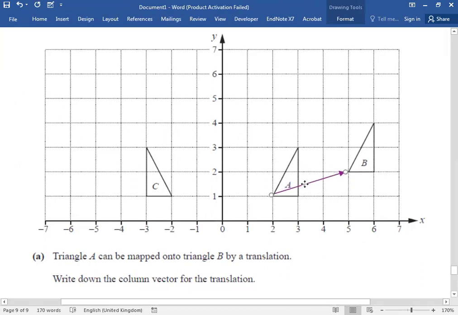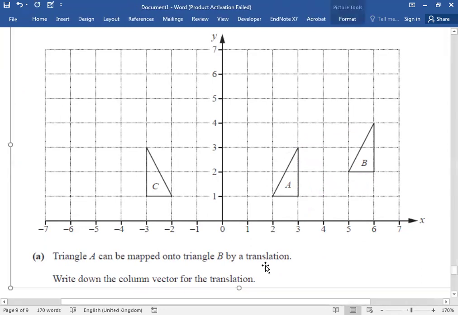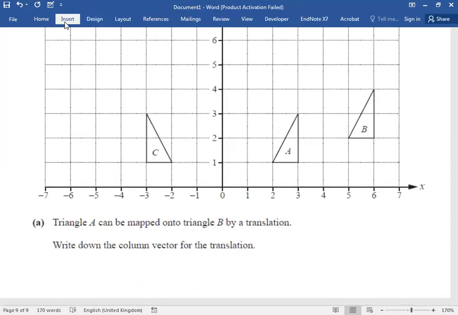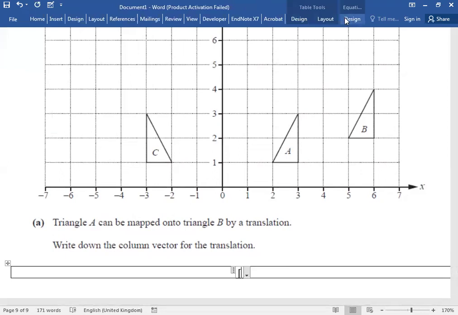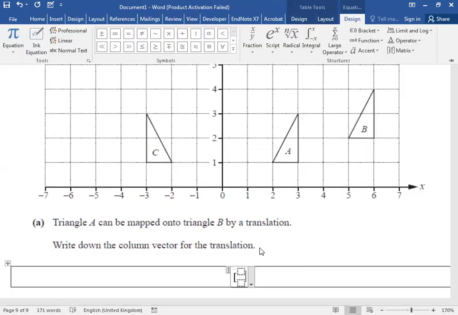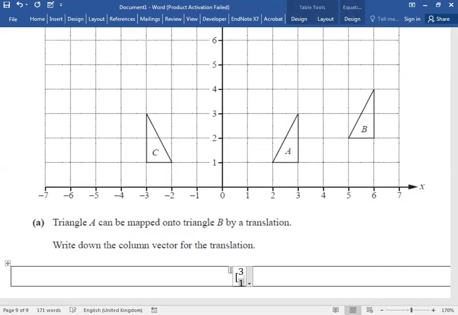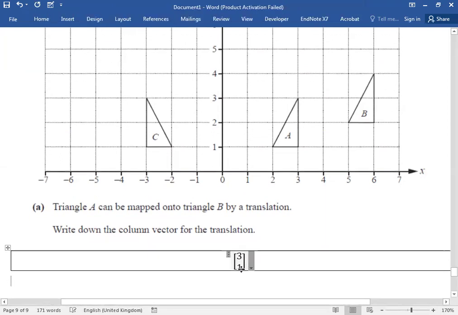I could have taken this point as well. एक ही बात हो. X is +3 and Y is 1. So if you have the grid, you can directly tell your answer from the grid. The column vector for translation is (3, 1). Enlargement में होता है. RFC part में आएगा, don't worry.